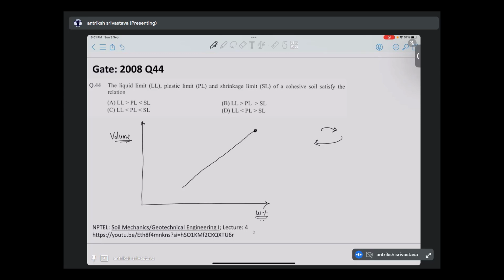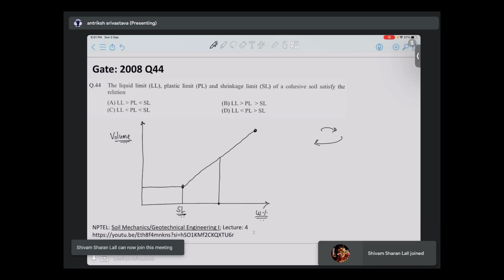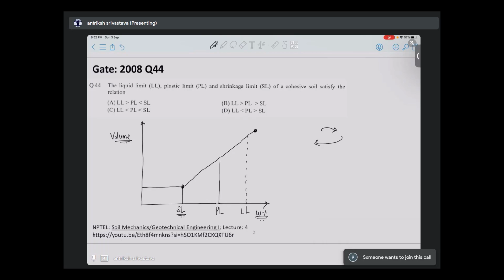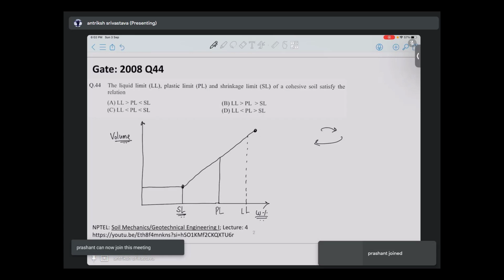The volume will keep on decreasing with the water content till some point, and after that it becomes constant. Can you guys tell me what this point is called? What is the water content at this point called? Shrinkage limit. Yes, very good. This is called the shrinkage limit. Then at some location after this shrinkage limit, we have our plastic limit. And then after some more distance, we get our liquid limit.